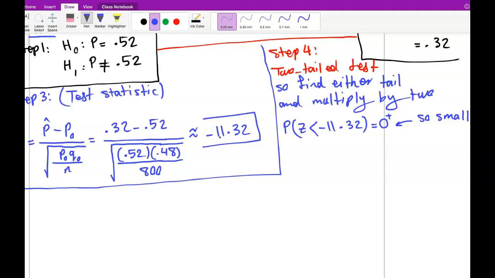Okay, so the p-value is close to 0. After multiplying by 2, same answer. So 2 times 0 is again the same answer. Okay, so that was step 4.